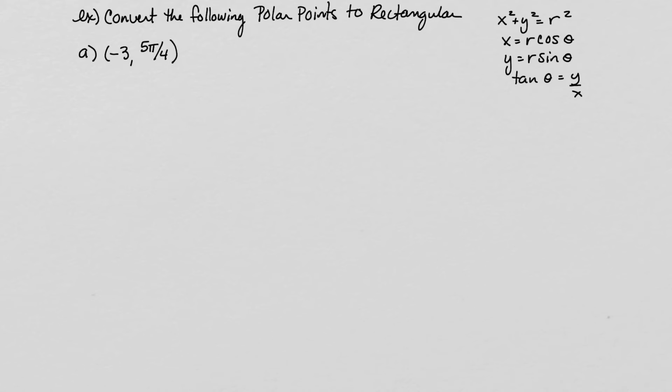Okay. So going from polar points to rectangular is actually much easier. So if you notice, we have these two equations right here, x equals r cosine theta and y equals r sine theta. And those two equations will actually give us exactly what x and y are. So remember, this is my r and this is my theta. So x is equal to r, so negative 3 cosine 5 pi over 4.